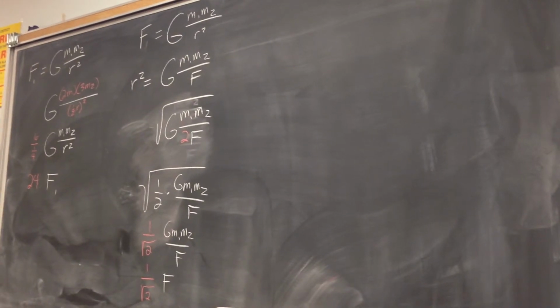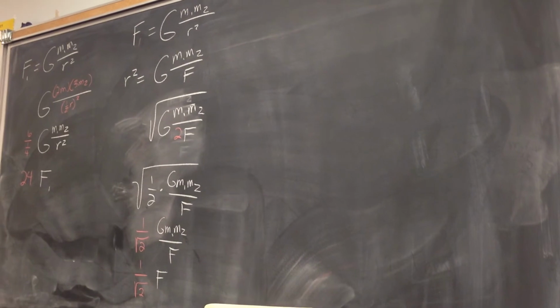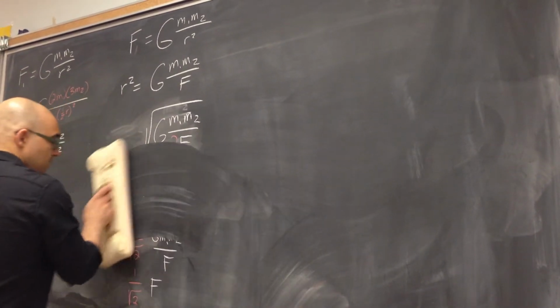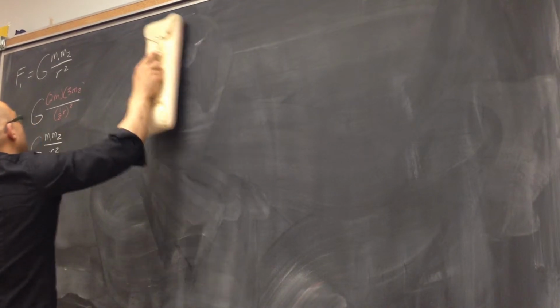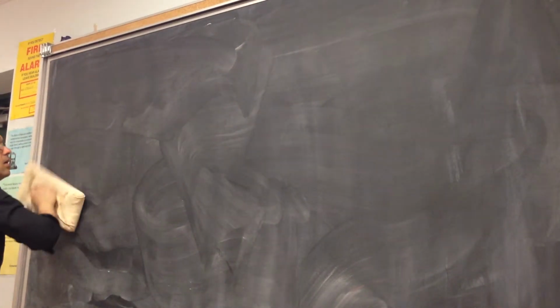All right. The second style problem is the multiple masses. You have to figure out the net force on a mass. So, is there an example from the textbook we could do for this one, or do you want to just make one up?